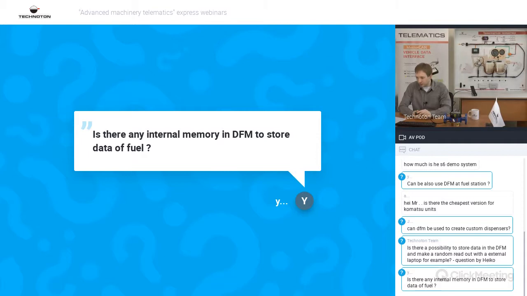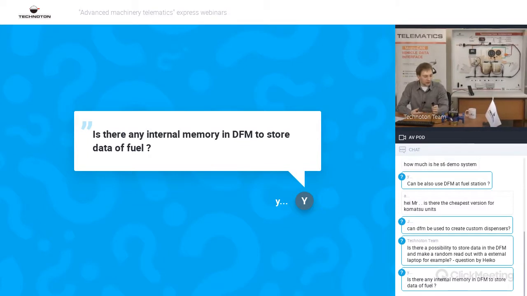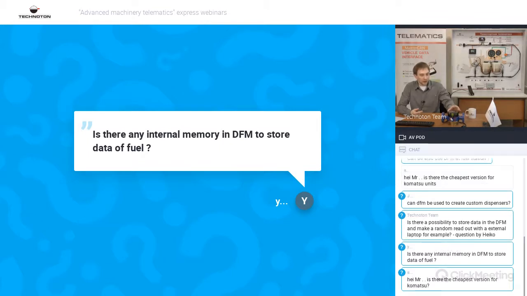Is there any internal memory in DFM to store data or fuel? Dear Yogesh, yes. Each DFM Marine, DFM Industrial, and the majority of all small flow meters come with a built-in battery that keeps all the data recorded, right? So it powers the microchip to store the data. That battery lasts for a minimum of 3 years.